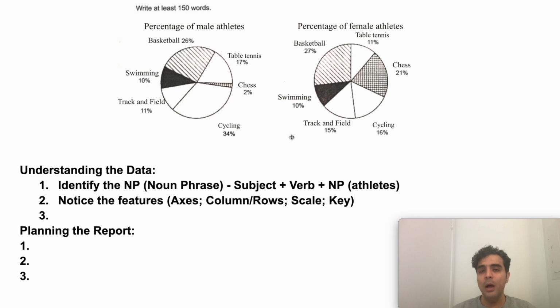When it comes to flow charts and maps, that is qualitative data, we don't really have axes, columns, rows, scales, and a key. So instead, what I want you to do is describe what you see in your head. And this is going to help you determine whether you've understood everything.